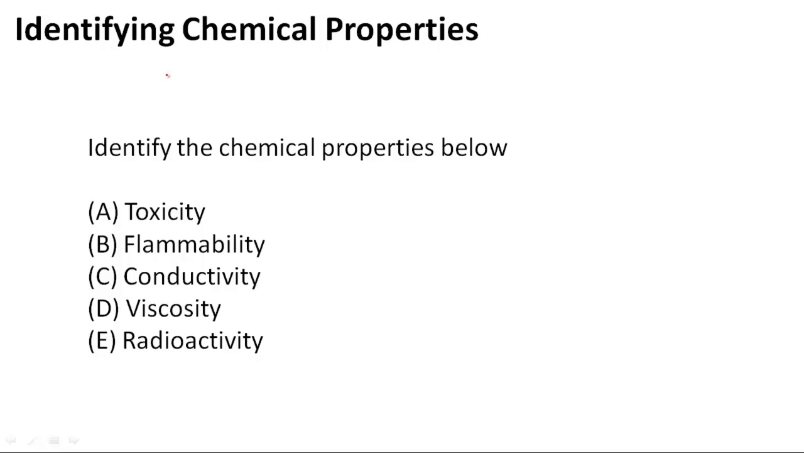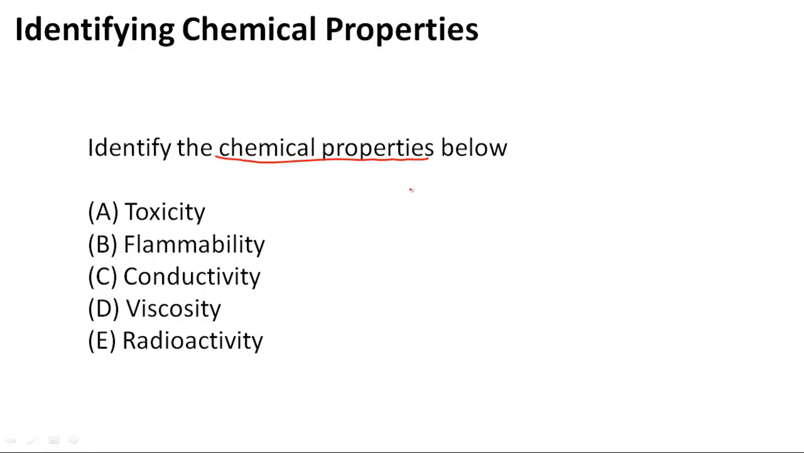Hi everyone. Today we're going to do problems that involve us identifying chemical properties. Let's take a look at the example problem we have below. Identify the chemical properties below. So we have to take a look at all the properties we have here and see which ones are chemical properties. Before we go on to do that, let's think about what chemical properties are.